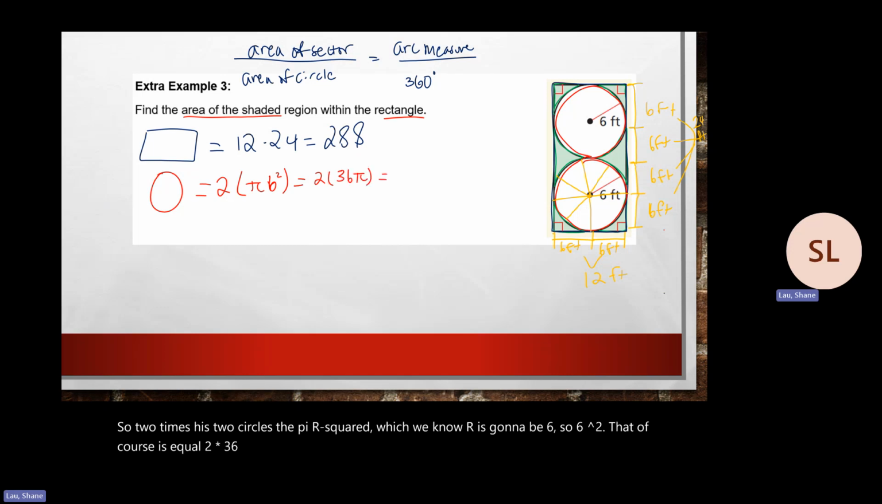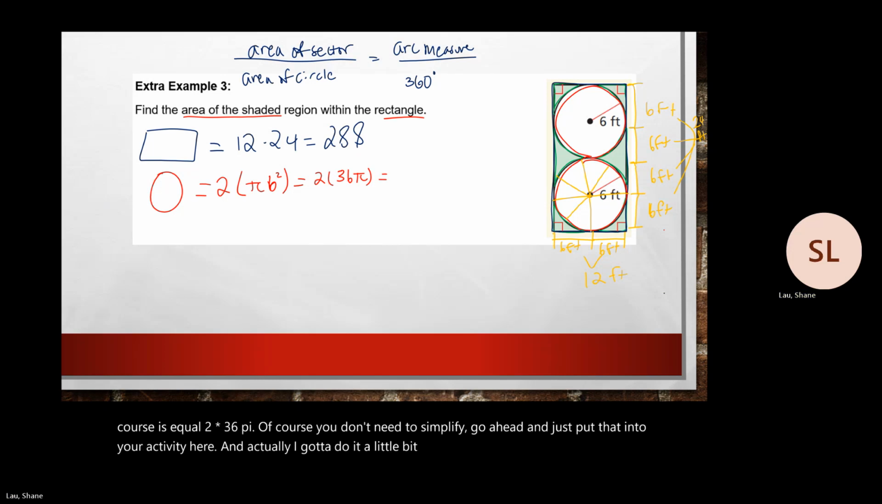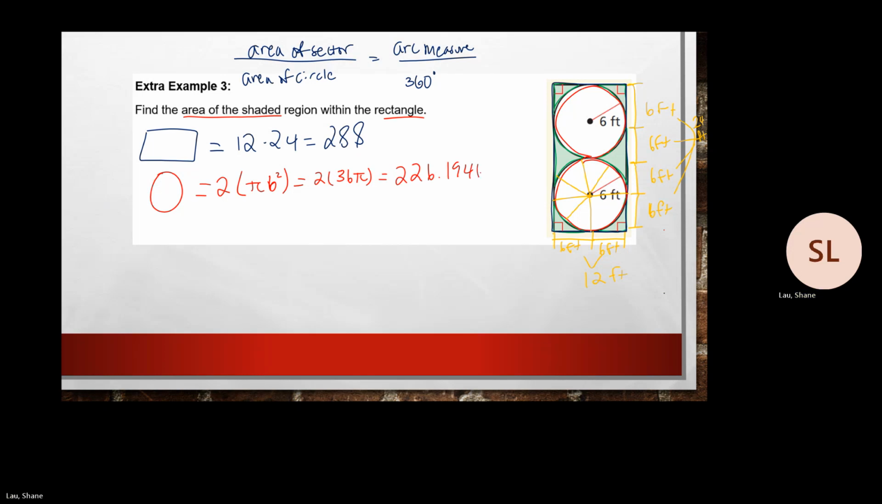Of course, you don't need to simplify it. Go ahead and just put that into your calculator. Actually, I got to do it a little bit differently. I got to actually solve this out. So 2 times 36 times pi. It looks like we're going to get 226.19467, just for round-off error's sake. We'll leave it like that.